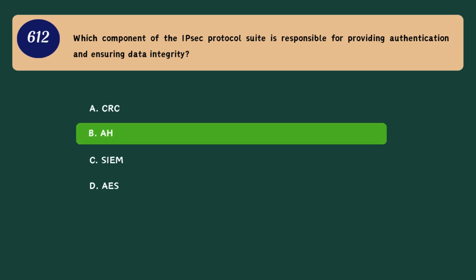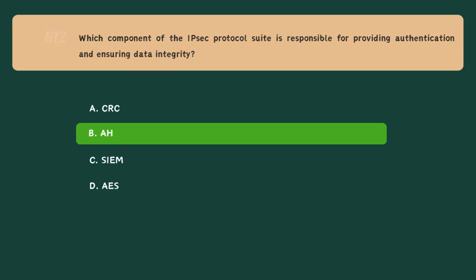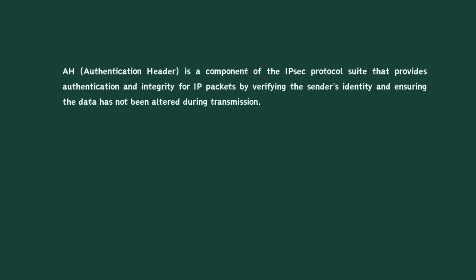Correct answer: B. AH. AH, Authentication Header, is a component of the IPsec protocol suite that provides authentication and integrity for IP packets by verifying the sender's identity and ensuring the data has not been altered during transmission.